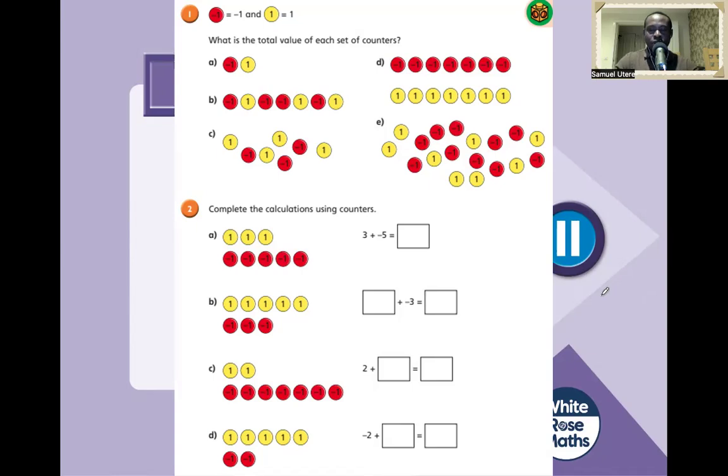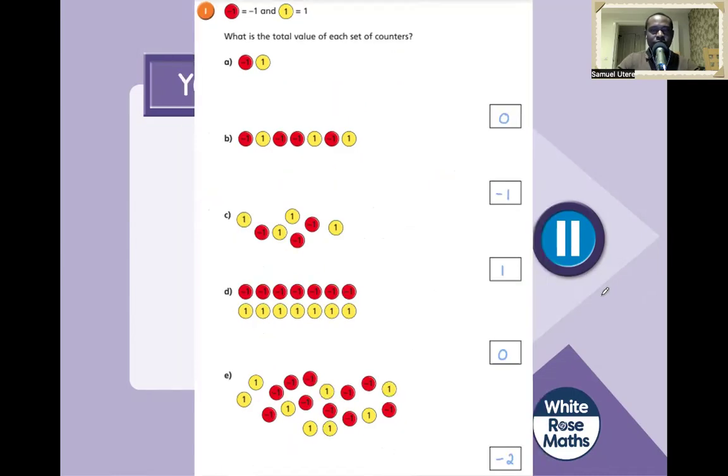Assuming you've paused the video and you've answered questions 1 and 2, here are the answers. Okay, so very quickly, you can see that you were asked what's the total value of each set of counters, and you can quickly see the result. So using 0 pairs or just counting the positive or negative counters and then rearranging them or using 0 pairs, you should get the answer quickly.